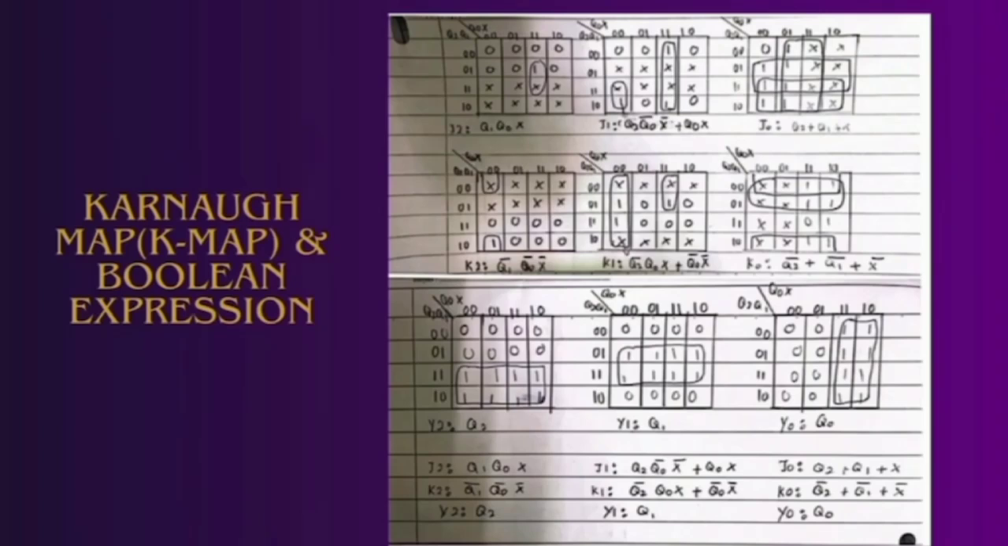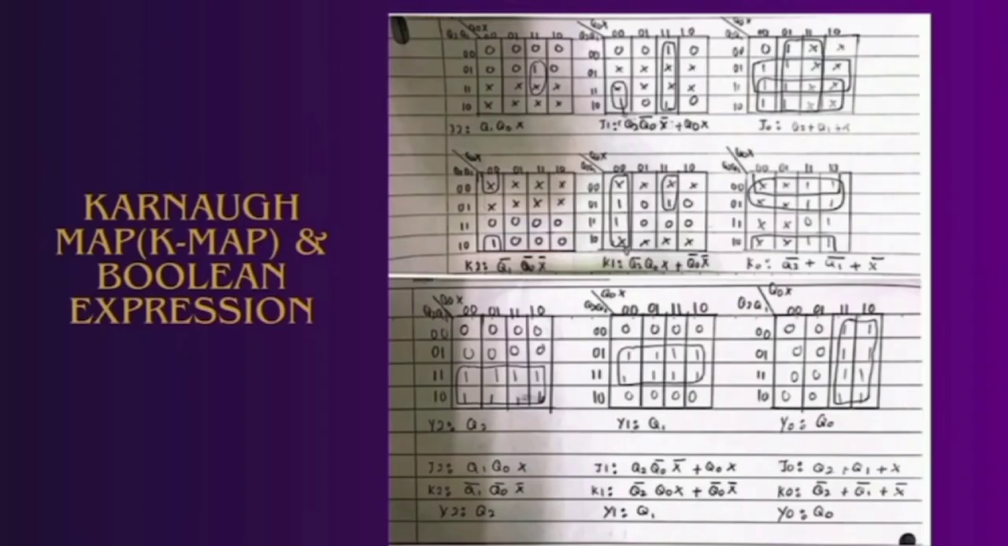And J0 we got Q2 plus Q1 plus X, and K0 we got Q2 bar plus Q1 bar plus X bar. And lastly, we can see Y2 equals Q2, Y1 equals Q1, and Y0 equals Q0.